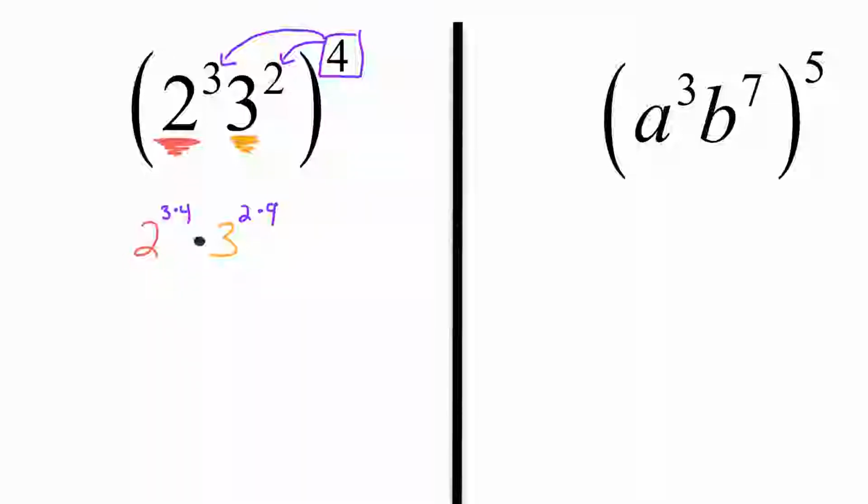So let's go ahead and simplify. So I have the base of 2 here. I will multiply 3 times 4, which is 12, times, and I keep the base on this one, and I will multiply 2 times 4 here, and that's going to be 8. So we have the same bases with the exponents. You just need to multiply the exponents.